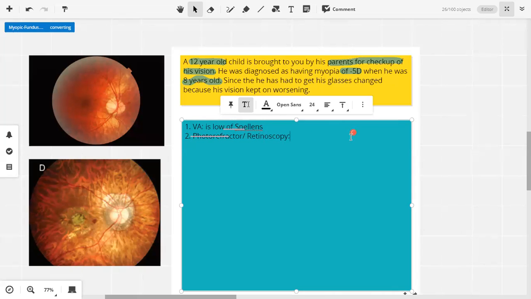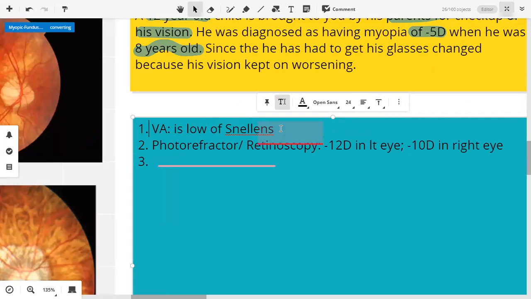So when we perform a retinoscopy, we get to know that the refractive error is minus 12D in both eyes. Minus 12D in left eye, and it's minus 10D in right eye. What else would you like to perform? Fundus examination. A fundus examination.